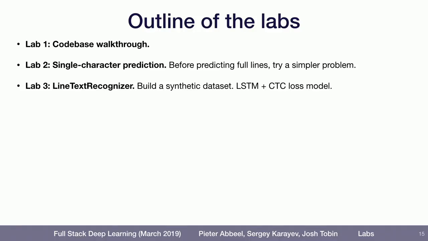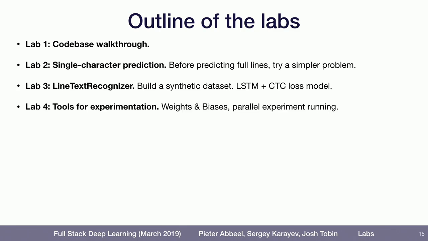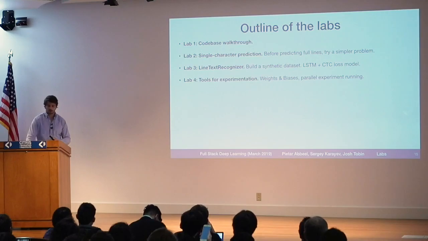And then we'll talk about the full line text recognizer model, which is going to be trained at first on a synthetic data set. The model that we're going to use is an LSTM with a CTC loss, and I'll explain what that means. And then we're going to talk about some tools for experimentation that we'll be using.